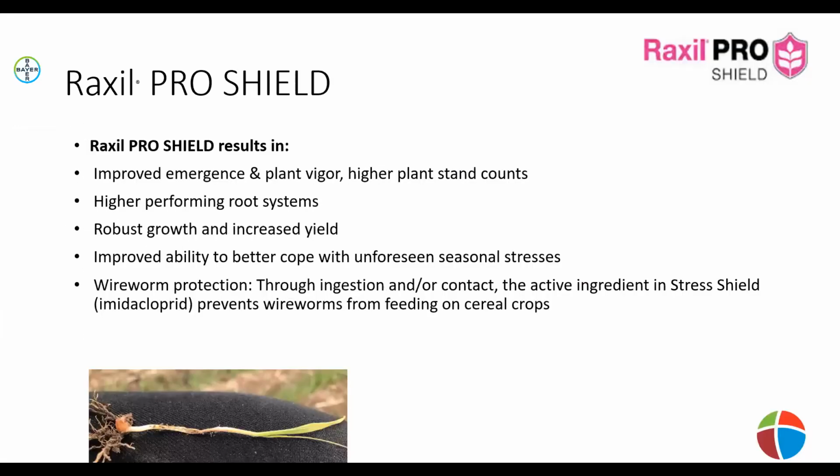Raxel Pro Shield is our insecticide. Improved emergence and plant vigor, higher plant stand counts, higher performing root system, robust growth and increased yield, and improved ability to cope with unforeseen seasonal stresses. So the Stress Shield helps with that, with cool, damp conditions, and helps mitigate any of your early season stresses on your seed. The added wireworm protection helps protect against wireworms in your early season crops.